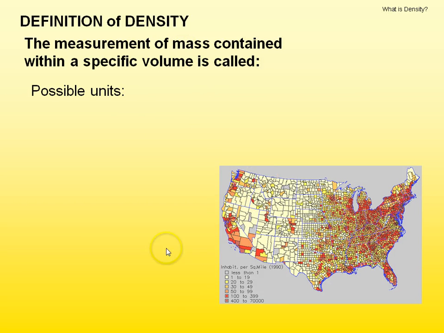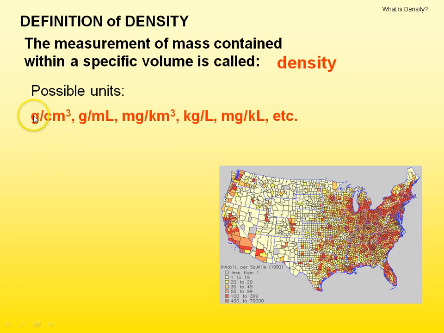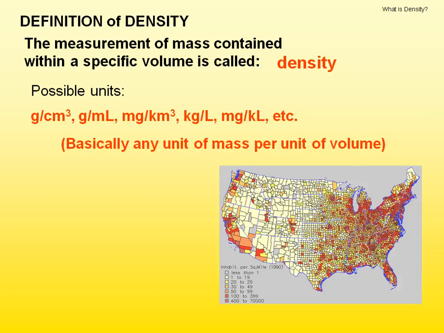So since it's mass per volume, that means that our units are just a mass unit over a volume unit. So that could be grams per centimeter cubed, grams per milliliter, milligrams per kilometer cubed, kilograms per liter, milligrams per kiloliter, etc. Basically, any unit of mass per any unit of volume.